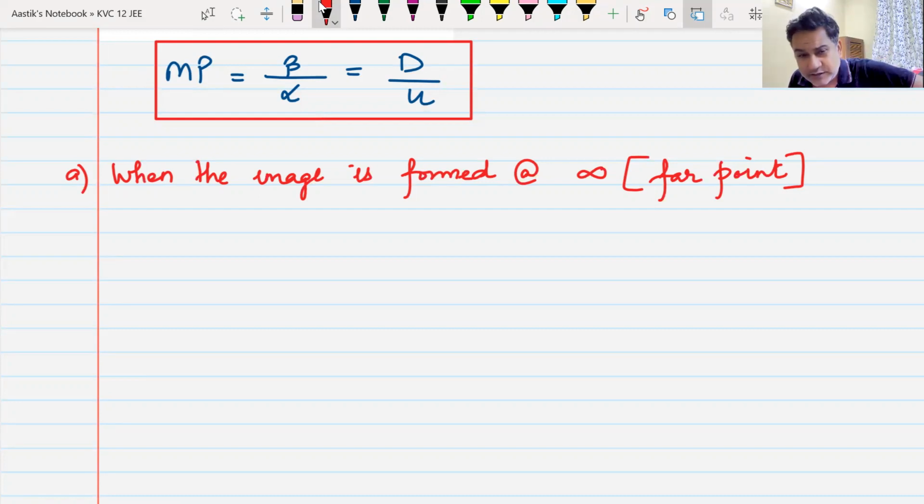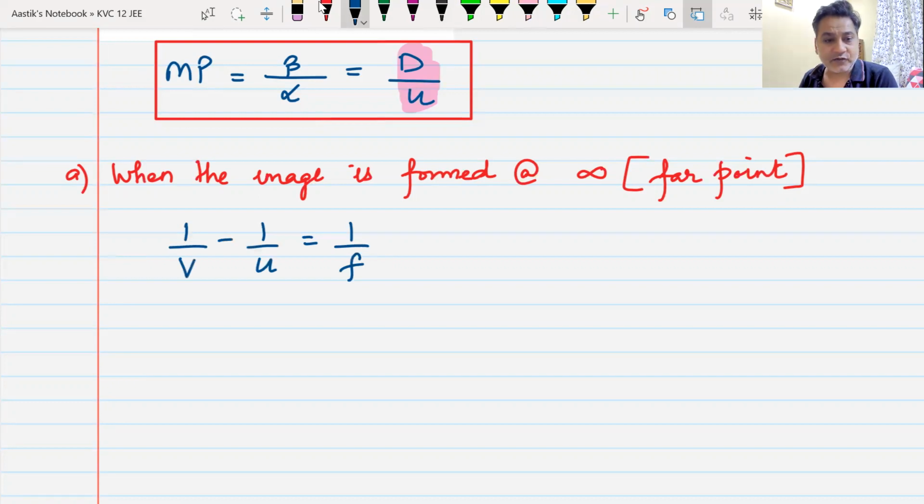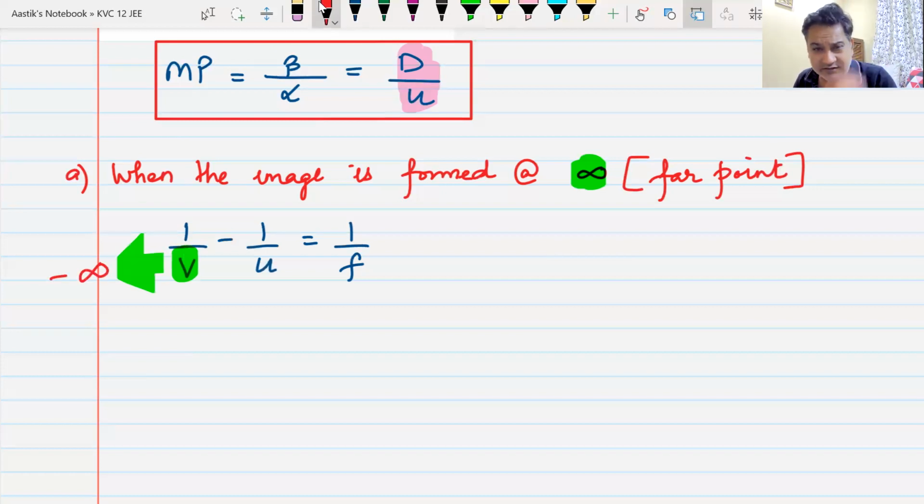Now, when will the image be formed at the far point? What it basically means is, we have to find out this value of D by U. In the first case, what will we do? In the lens formula, we will put the value of this V. Since it has to be formed at infinity, I will put the value of this V as minus infinity to be very exact, because this is a virtual image. And then from there, I will find the value of D by U.